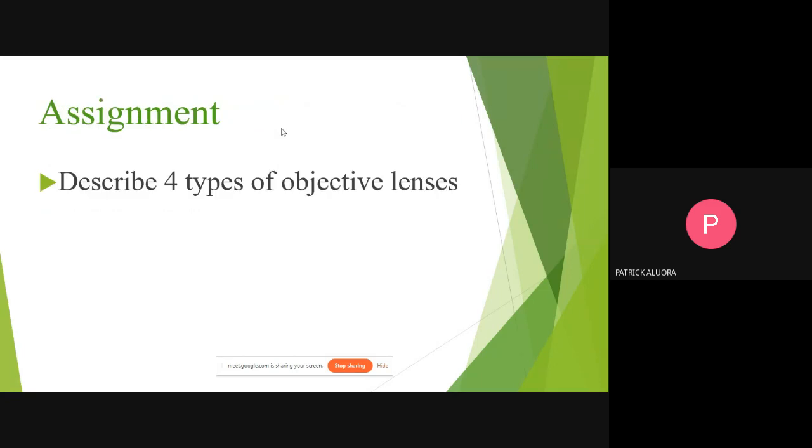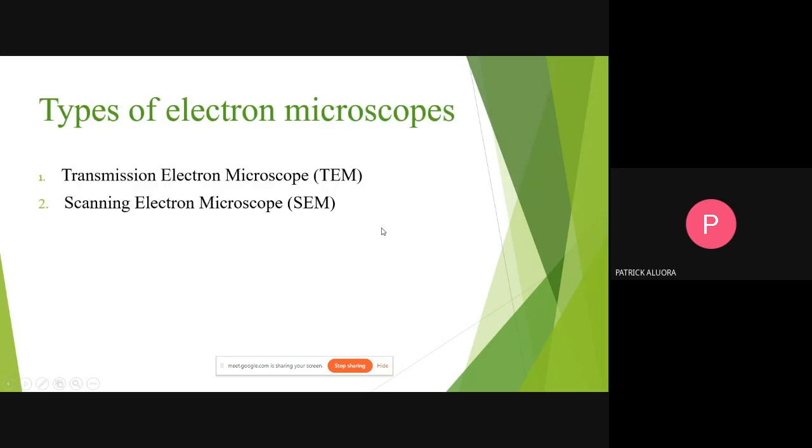As we end the lesson, I want to give you an assignment where you should be able to describe the 4 types of objective lenses. We know there are different types of objective lenses, and there are 4 of them. You should be able to describe the differences between each of these objective lenses. Any question for me before I end the class?